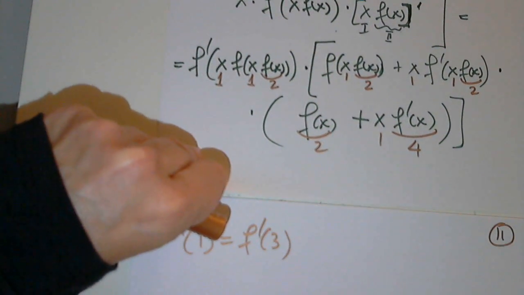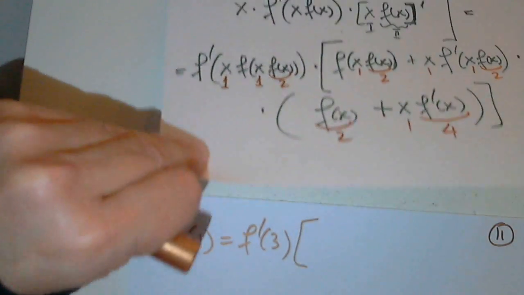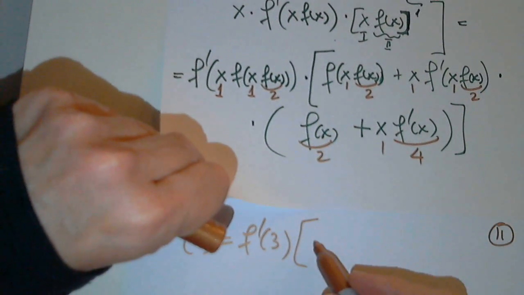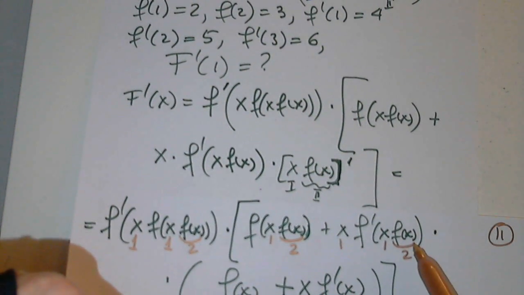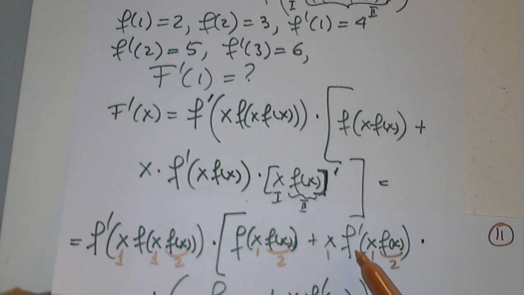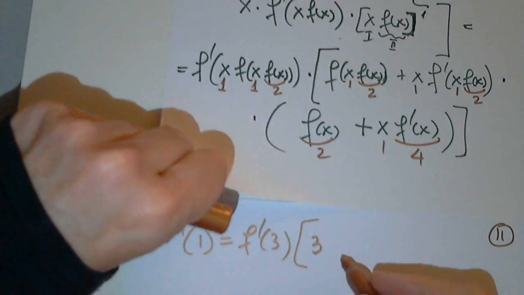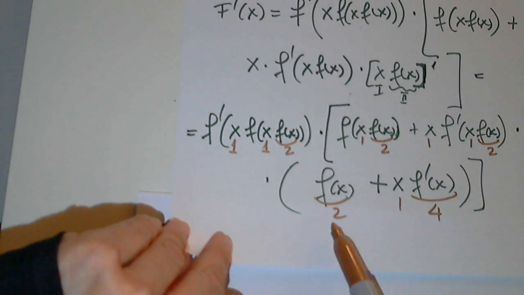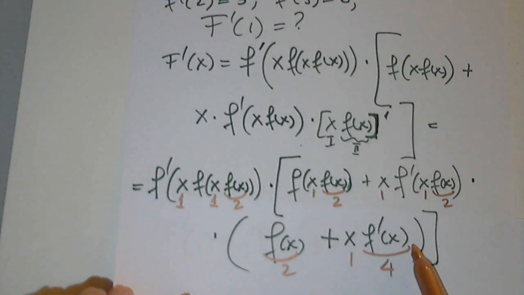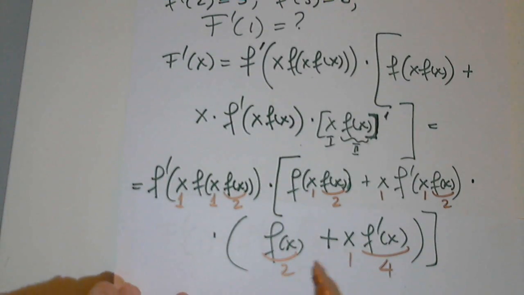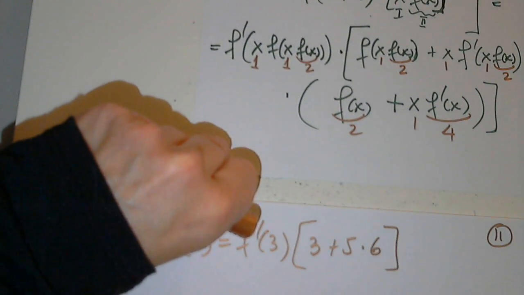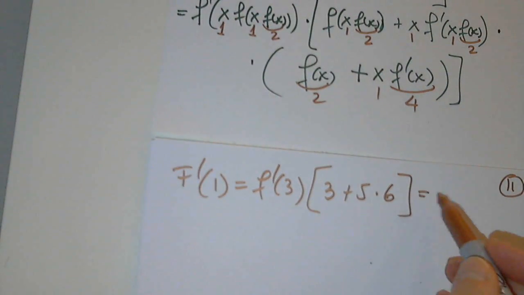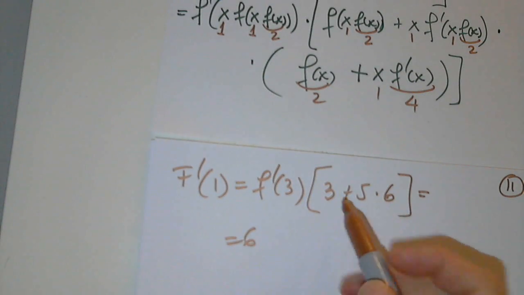I didn't put it in yet. Okay, times. 1 times 2 is 2. Again, f of 2 is 3. 1 times 2 again is 2, but f prime of 2 is 5 times 1. And then times, this is 4, yes. 4 times 1 is 4. 4 plus 2 is 6. And then I only need f prime of 3, which is 6. So this is 33.